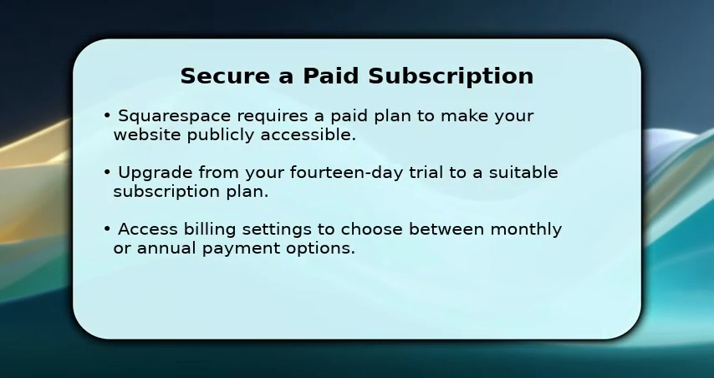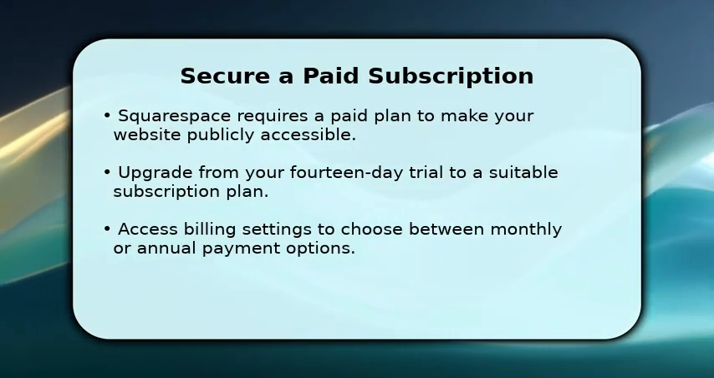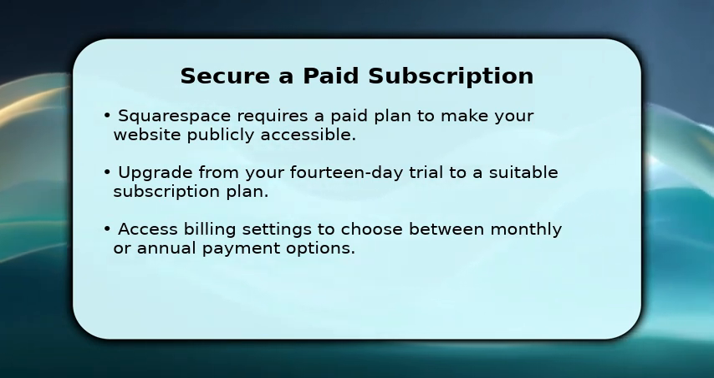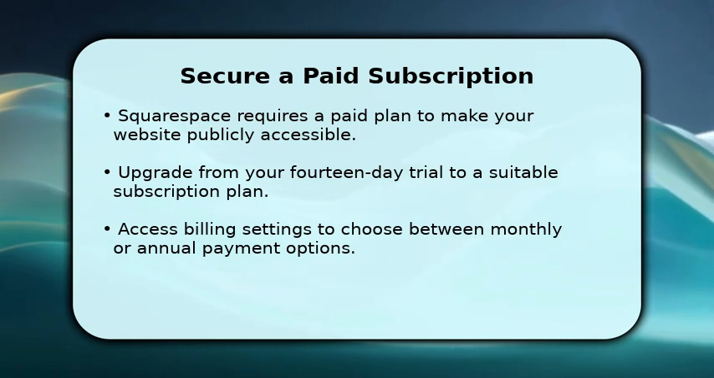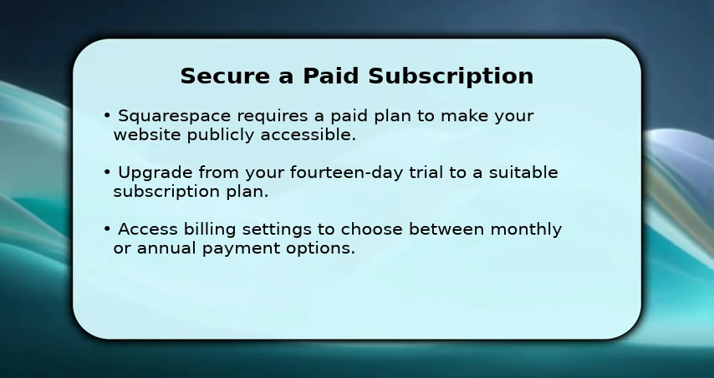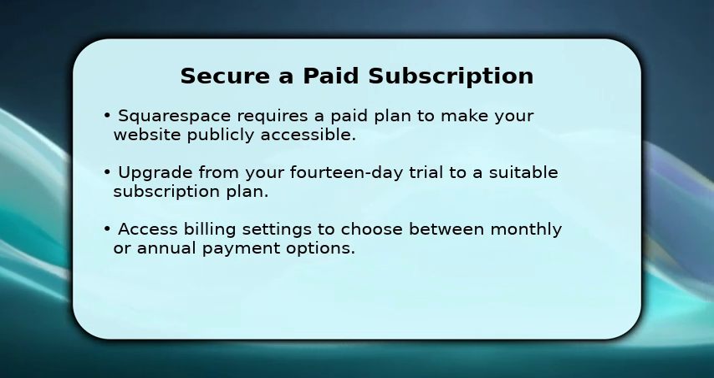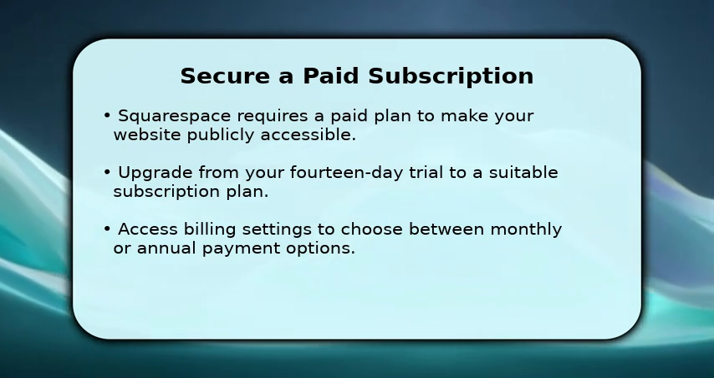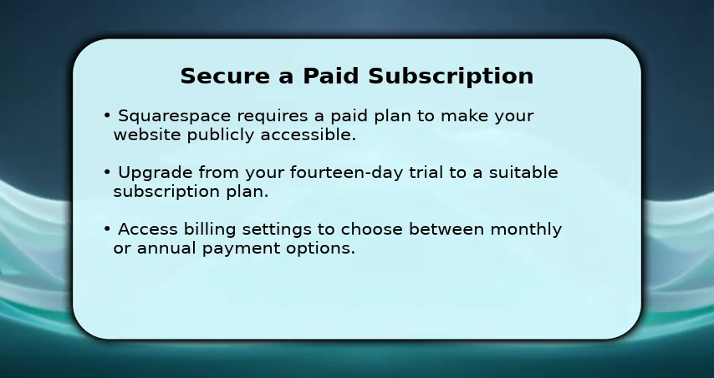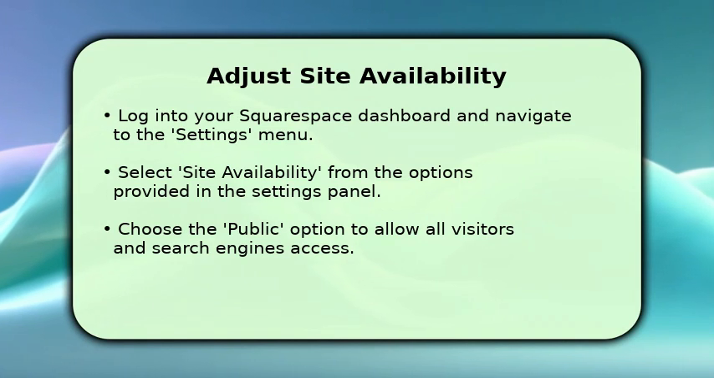To make your Squarespace website public, you must have an active paid subscription. While you can build your site during a trial period, public access requires an upgrade. Navigate to your billing settings to select a plan that aligns with your website's requirements. Squarespace offers various options, from personal to business and commerce plans, allowing you to choose the best fit for your online presence. Once your site is ready and your subscription is active, it's time to go live.